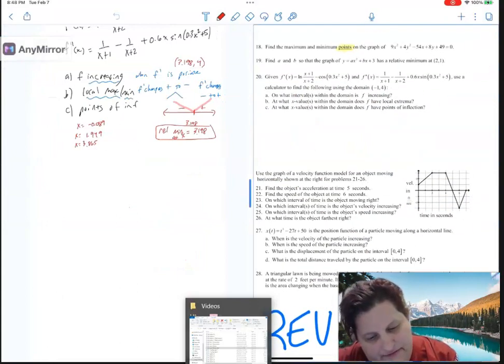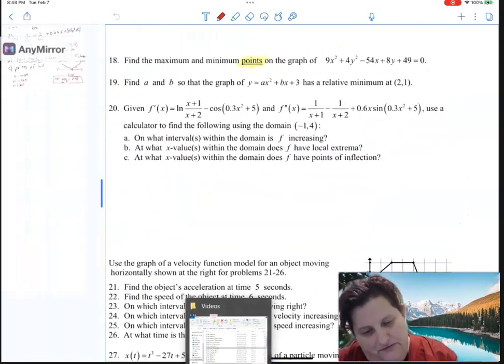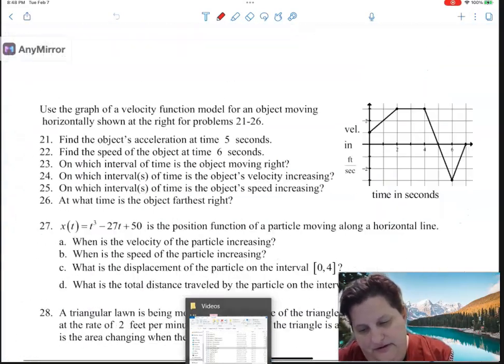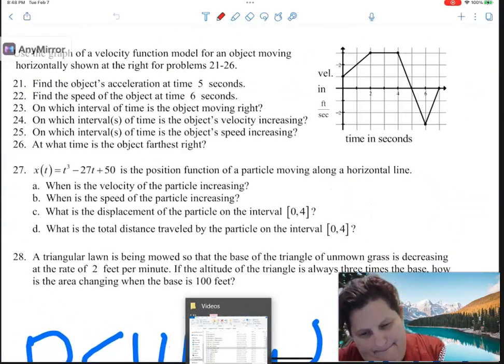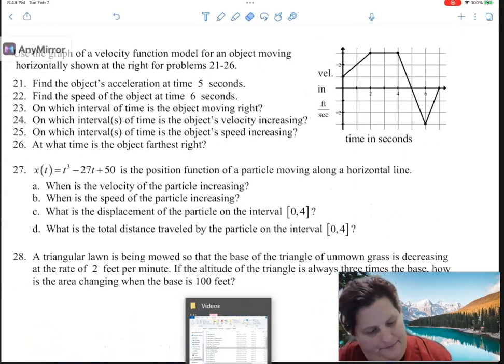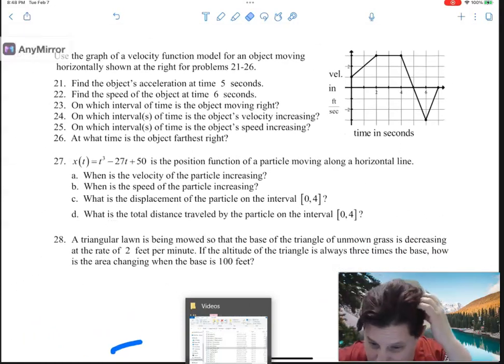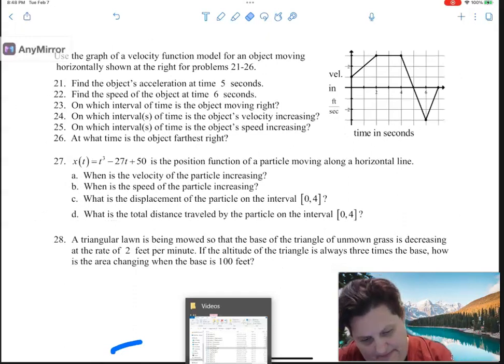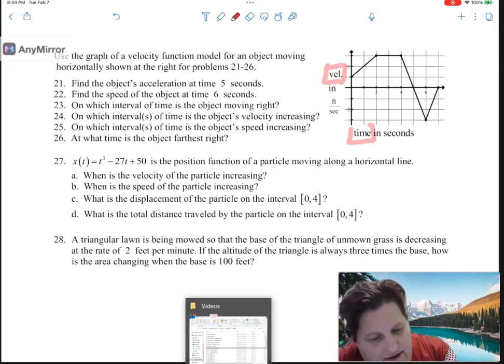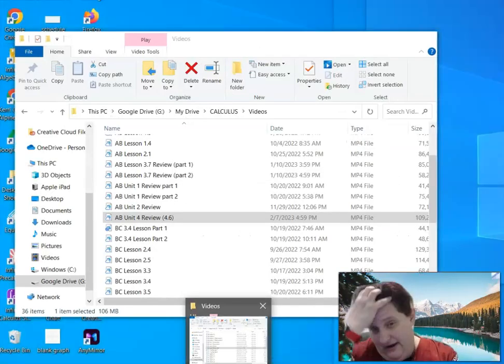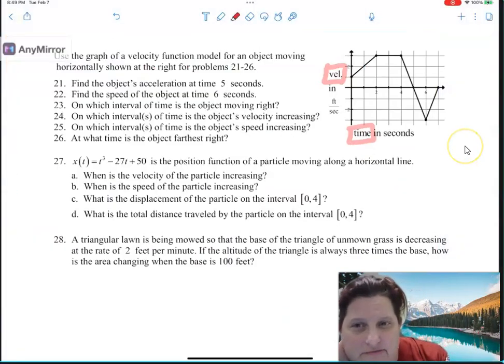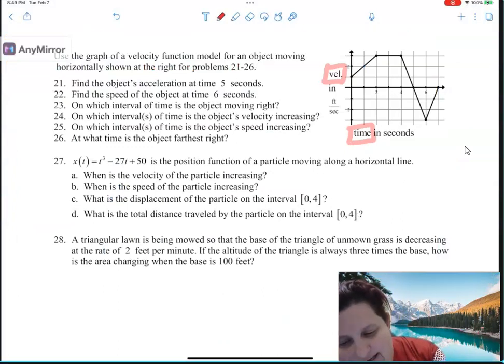Okay, let me see if these last questions we can probably do on here. This is a velocity time graph. So the first thing you've got to do is identify what kind of graph you're looking at. Okay, this is a velocity time graph. Find the acceleration at 5 seconds. Here's 5 seconds. You guys, acceleration is the derivative of the velocity, so it's the slope.